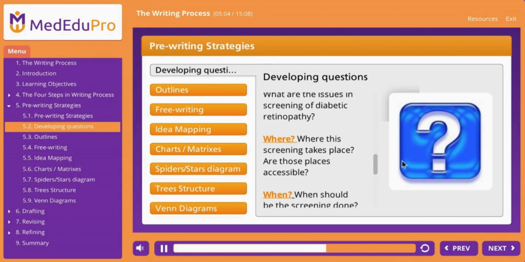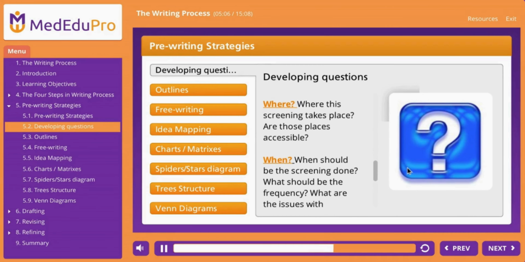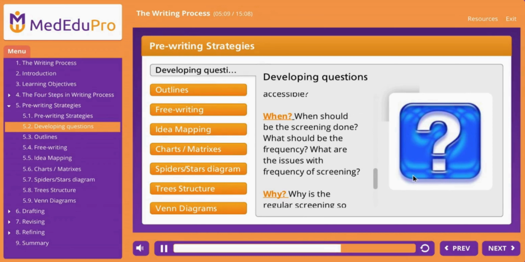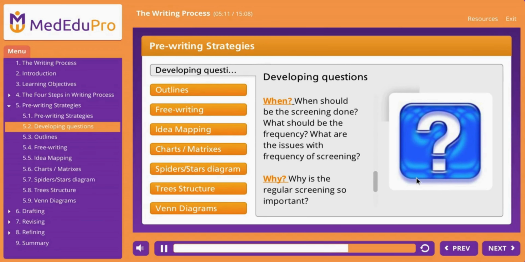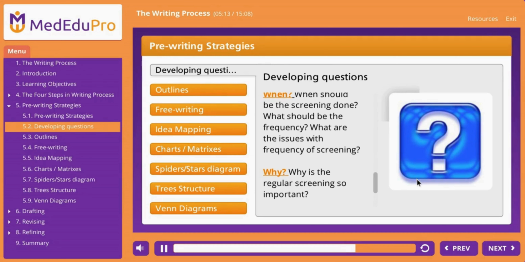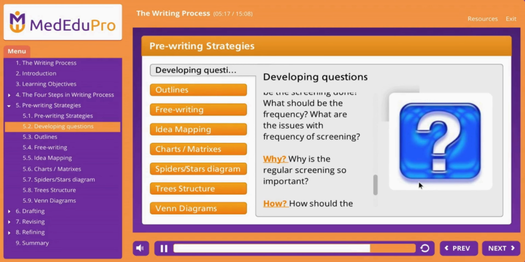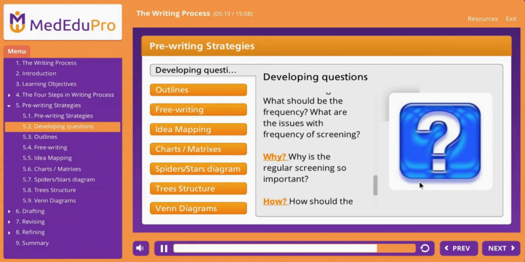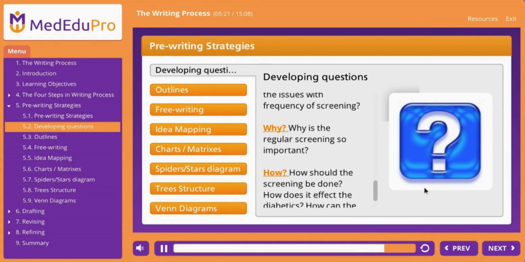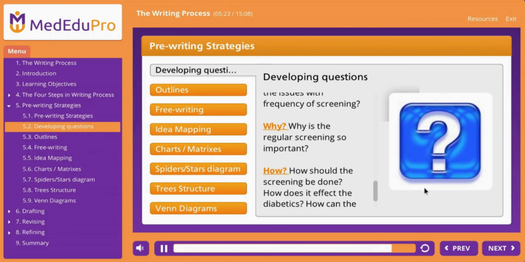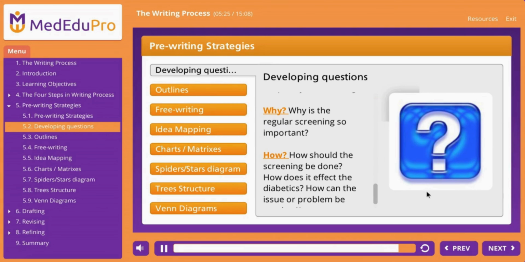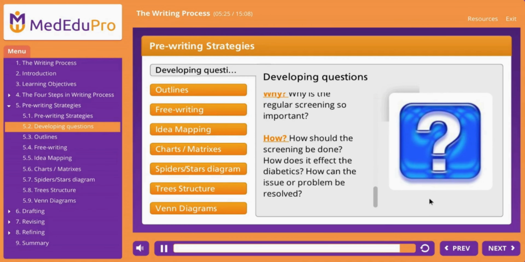Where does this screening take place? Are those places accessible? When should the screening be done? What should be the frequency? What are the issues with frequency of screening? Why is regular screening so important? How should the screening be done? How does it affect the diabetics? How can the issue or problem be resolved?